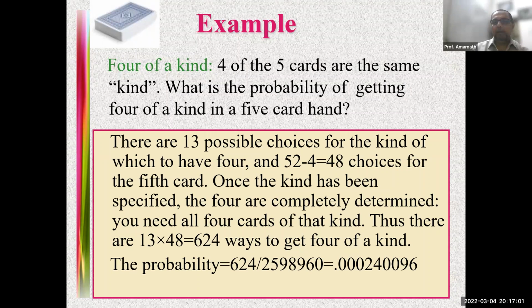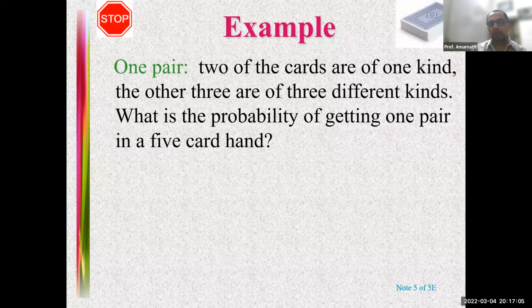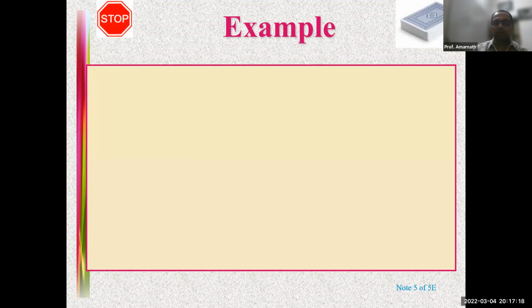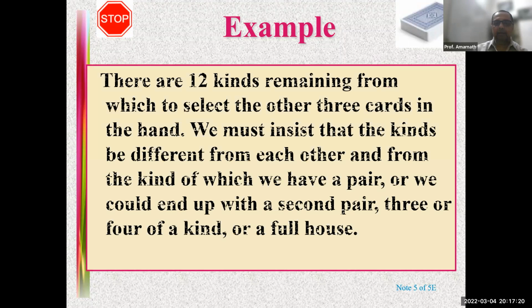So one pair: 2 of the cards are of one kind, the other 3 are of different kinds. What is the probability of getting one pair in a 5-card hand? So 6 possible choices. There are 12 kinds remaining from which to select the other 3 cards in the hand. You must insist that the kinds be different from each other and from the kind of which we have a pair. Or we could end up with a second pair, 3 or 4 of a kind, or a full house. That's what a full house is, so we see that.